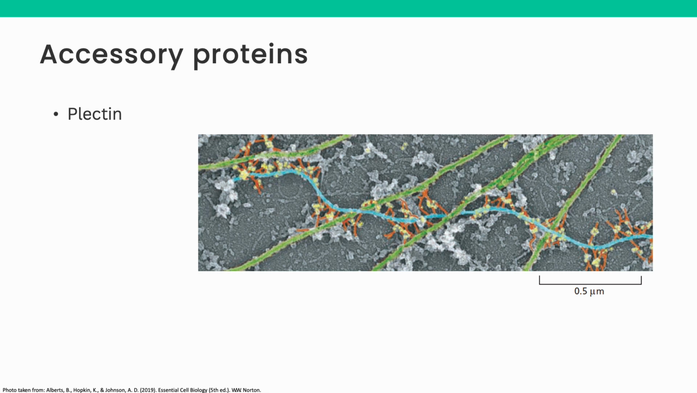Now, our intermediate filaments also have some accessory proteins that help support the structure of these cytoskeletal elements. The first one we'll talk about is called plectin, and it's used to connect our different cytoskeletal elements together. In this figure, we can see the intermediate filament in blue and our microtubules in green. And the plectin are the small orange strands that you see here that are connecting the two.